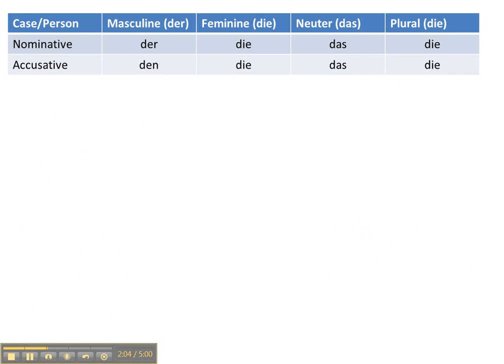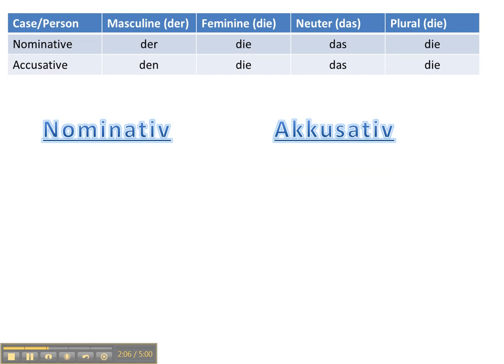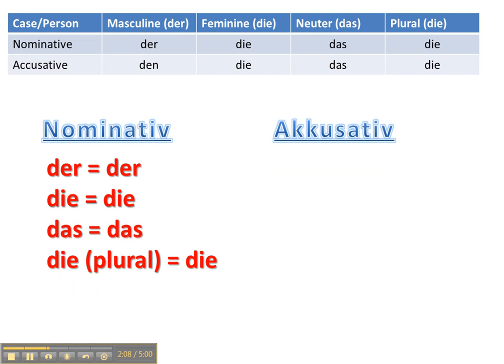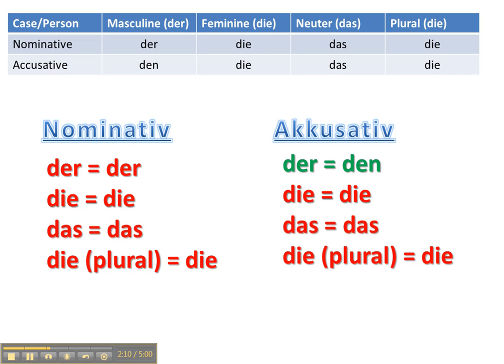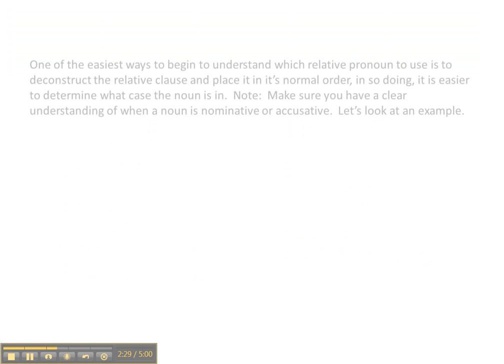Okay, so here we have our chart, and remember, what we're going to be doing with relative pronouns is we have to remember that in the accusative, the only change that takes place is der changes to den, die and das stay the same. So really, when it comes to the accusative, you're just going to have to be aware of the masculine nouns because the rest will not change.